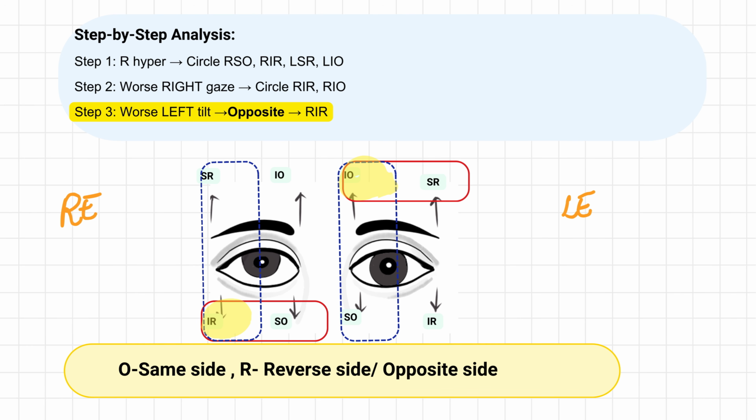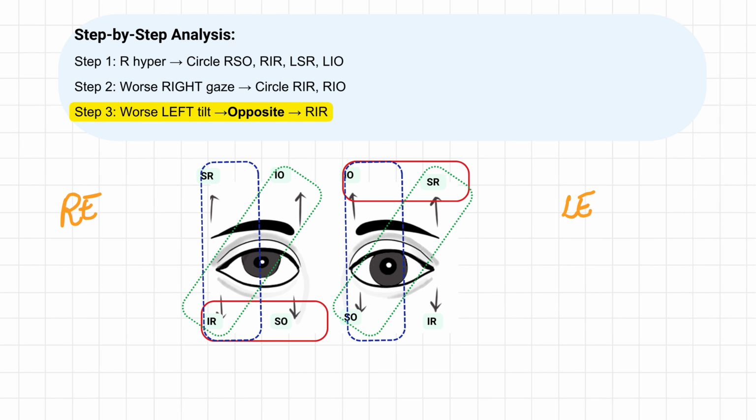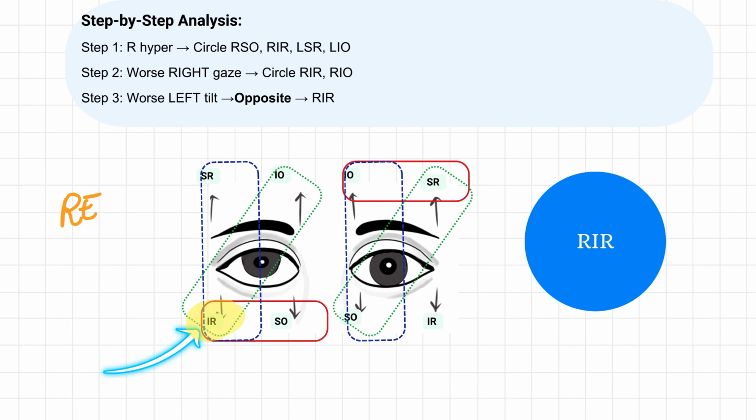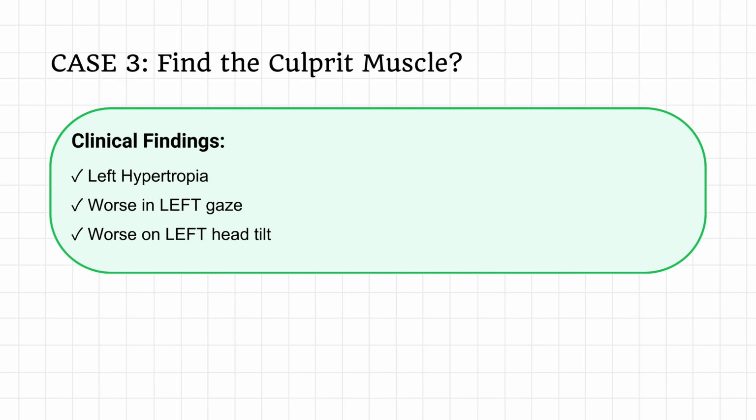And the rule is opposite side head tilt worsening. Usually it is the rectus muscle which is the culprit. So in between the inferior oblique and inferior rectus, the correct answer is the right inferior rectus, and that's your culprit. Let's take one more case.